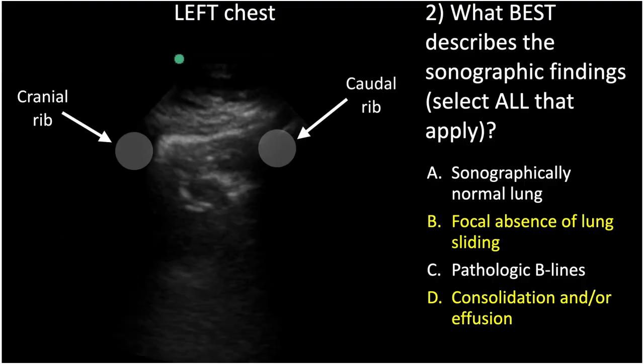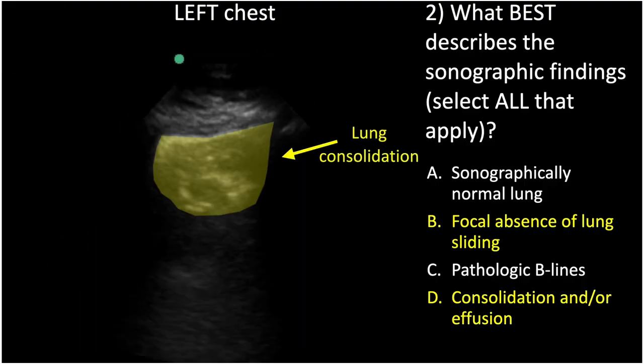The best answers are B and D. Notably, although we do not see lung sliding, the cause of that cannot be a pneumothorax in this case. This is because a pneumothorax would prevent visualization of structures deep to the parietal pleura. But here, we are able to see well past the parietal and even visceral pleura and into the lung tissue itself.